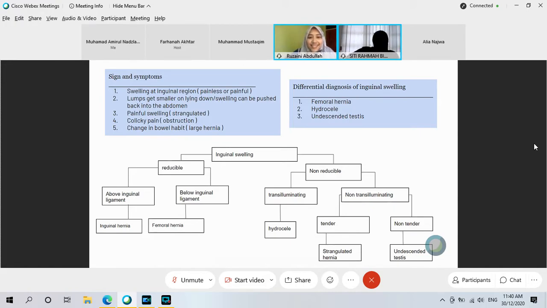Okay. Continue. So this is actually just on how we want to differentiate between the differential diagnosis. If the patient comes with the inguinal swelling, then it is reducible. So we need to check whether the swelling is above the inguinal ligament or below the inguinal ligament. If it is above the inguinal ligament.